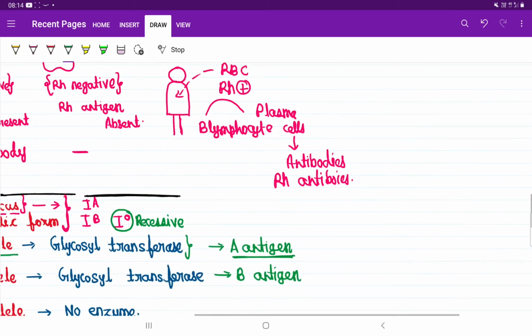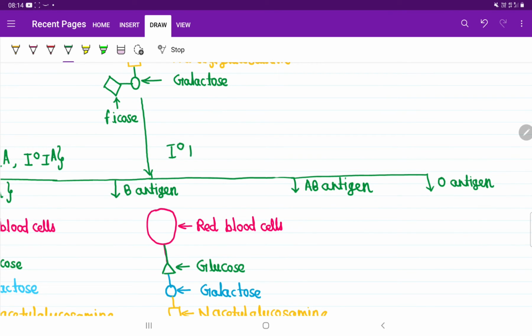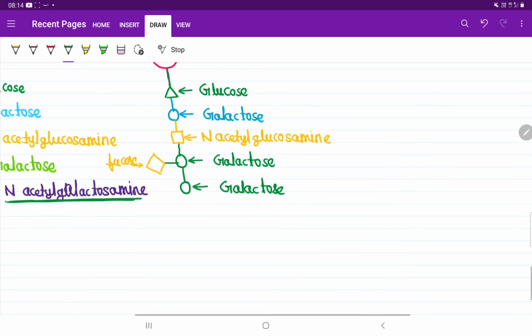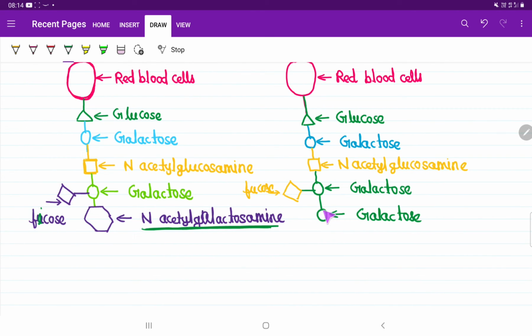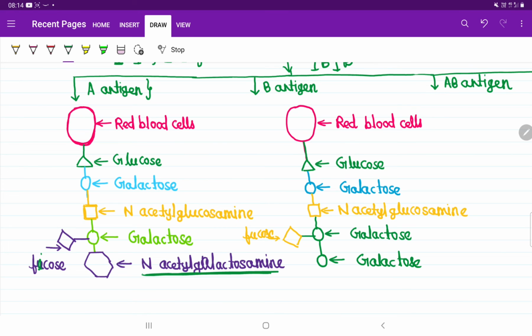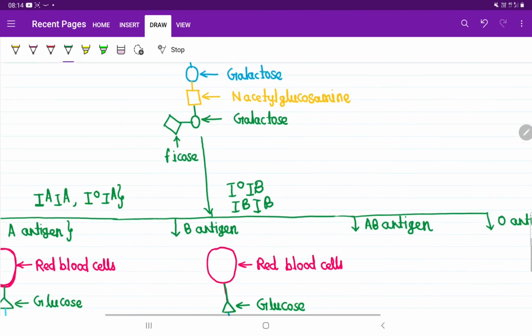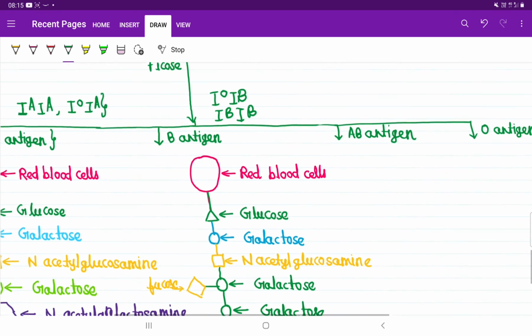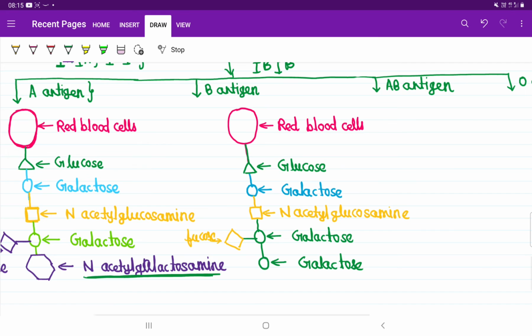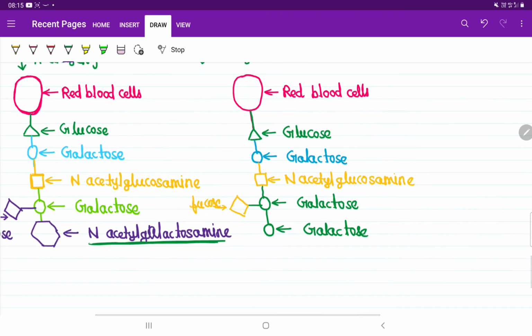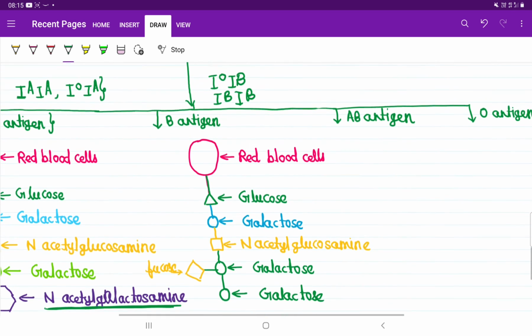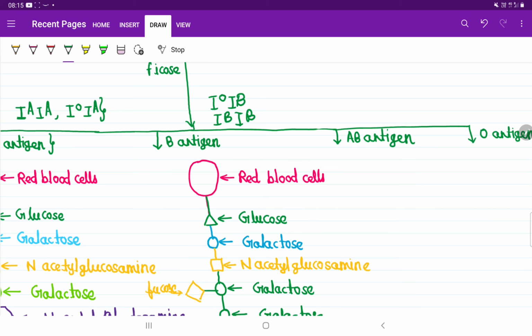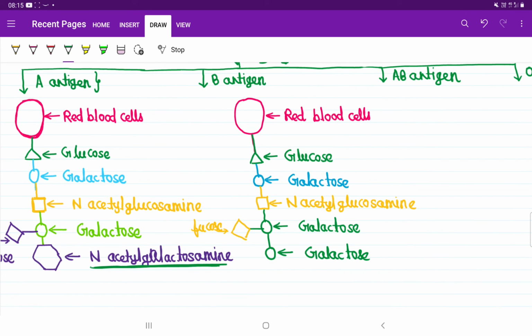Then if the allele is IB, either IBIO or IBIB, then they will add another galactose here. You see, in H antigen they will not add N-acetyl galactosamine, they will add another galactose. See what the difference is from the H antigen? Glucose is common, galactose is common, N-acetyl glucosamine is common, galactose is common, fucose is common, and then galactose is added, so it's B antigen, right? So I hope now you got the difference between A and B antigen structure.